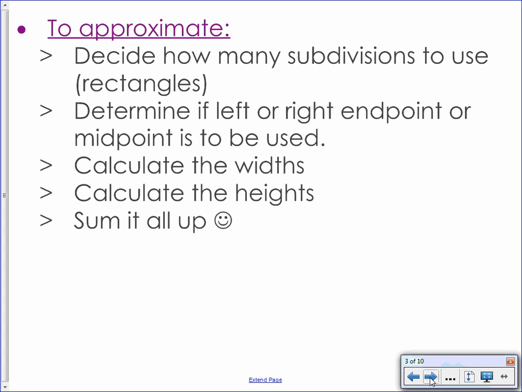We're going to have to calculate the width of our rectangles. Now I will tell you, for the most part, these are going to be consistent. For what we're going to do today, they're going to be consistent. We're going to need to calculate the heights. Our function is going to help us do that. And then we have to add up all of our areas. So I'll let you finish copying down my instructions. And I'm going to hand these out.